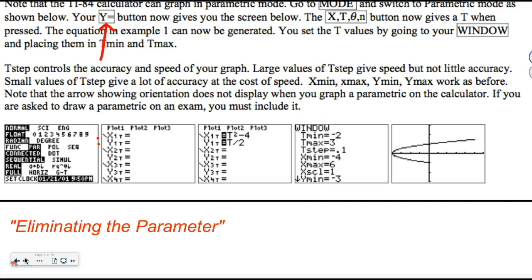We're only going to do one parametric set. So go ahead and enter those two in there, the t squared minus 4. Notice now when you hit that xt theta button, when you're in parametric mode, t is going to pop up as the independent variable. So go enter t squared minus 4, and then t divided by 2. Any questions? Yeah, it does matter which one's which. The x is the t squared minus 4.